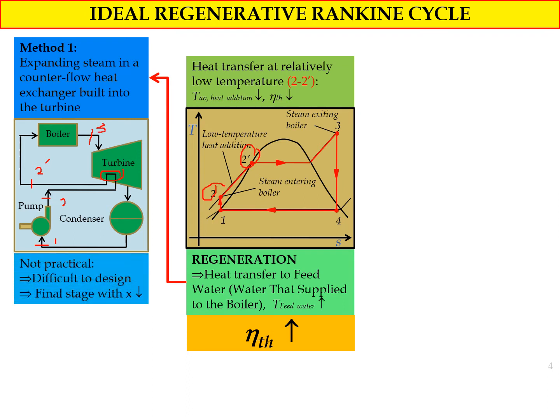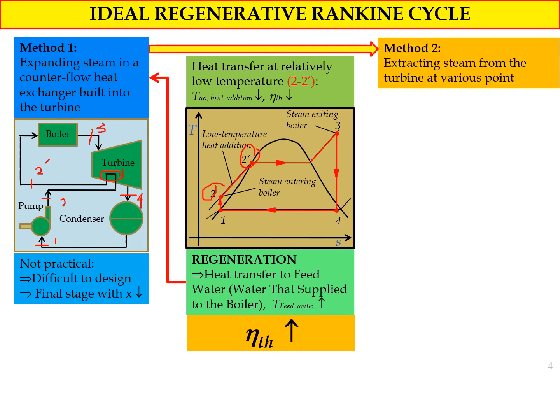However, this system has a drawback, which is that the design is not practical, since it is difficult to design a turbine with heat exchanger. And the final stage, which is at the state 4 here, the output of the turbine will have higher moisture content, which is no good for the turbine blade.